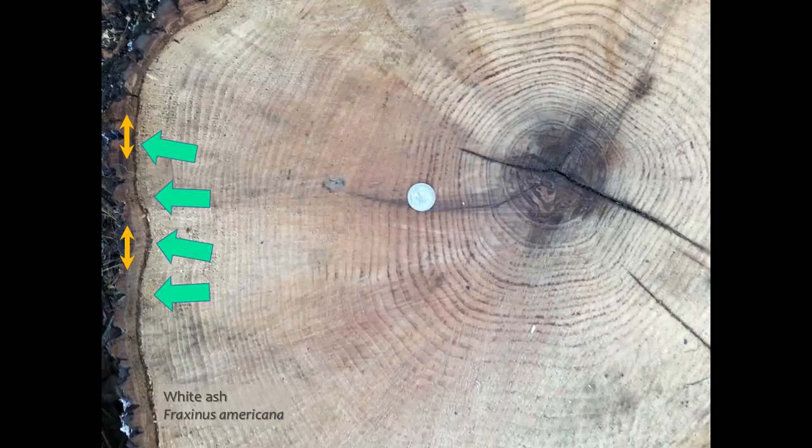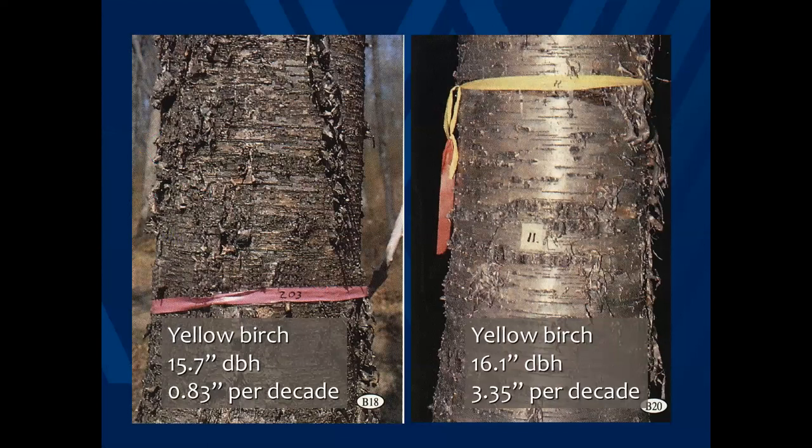So this is it here. Trees that are growing differently look different. I didn't take these pictures, but I pulled these off the web a long time ago, and if anyone knows who did, I'd love to give them credit. It's just fantastic. They're both yellow birch stems. The one on the left is almost 16 inches DBH, diameter breast height, 4.5 feet up off the ground. That's where we foresters measure these trees.